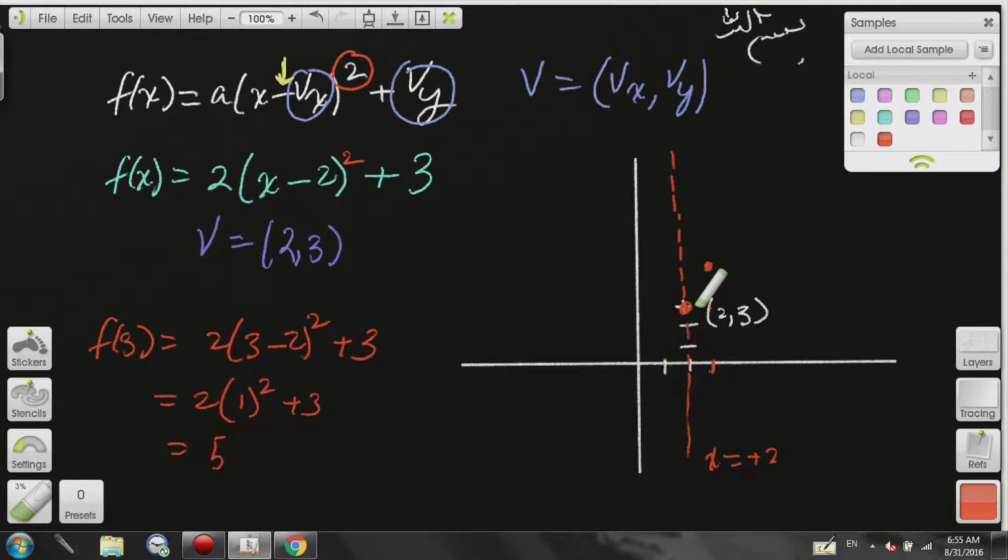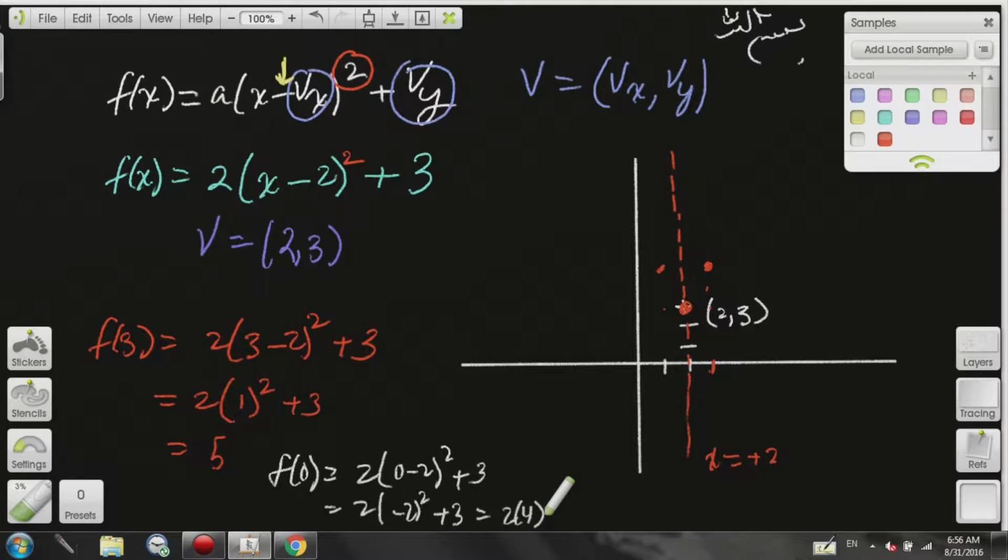Now, this was 1 this way. So if I go 1 this way, it's going to be like this. Now, if you wanted another point, you could pick another point. Let's put in 0 over there. So f of 0 is going to be 2 times (0 minus 2) squared plus 3. That's 2 times negative 2 squared plus 3. That's 2 times 4 plus 3. And that is 8, 9, 10, 11. Okay, it's all the way up here.